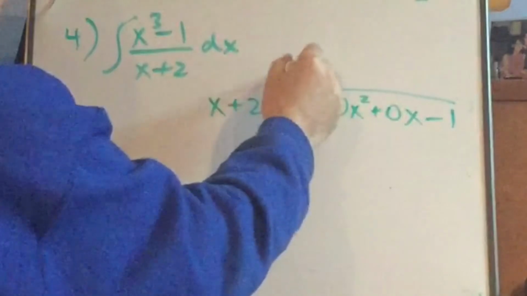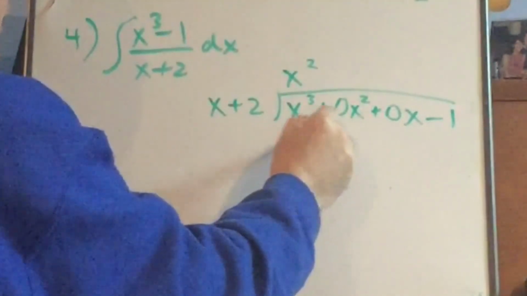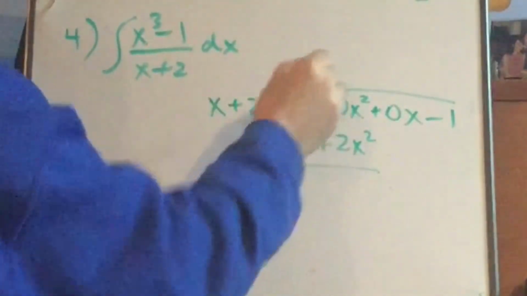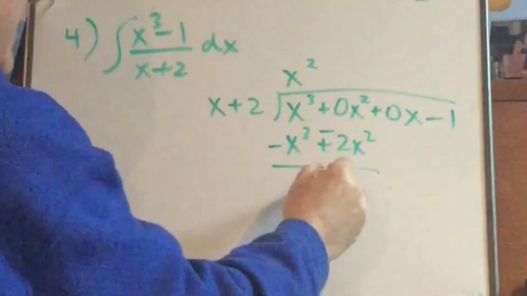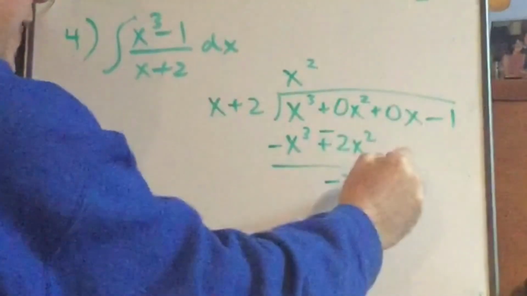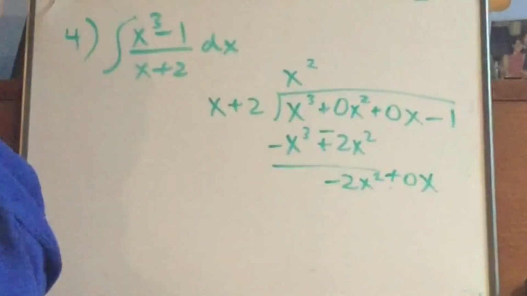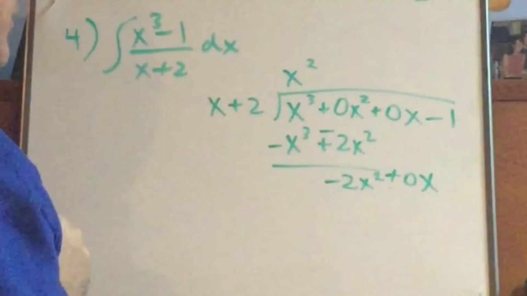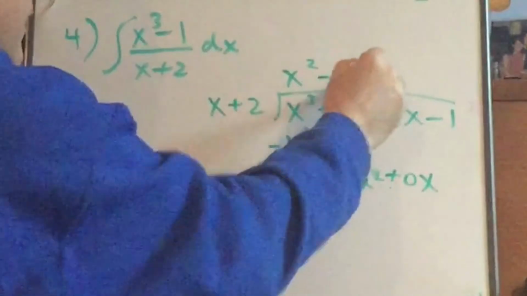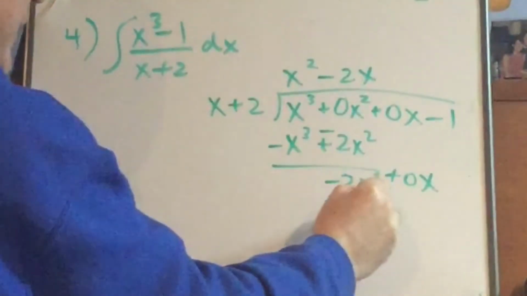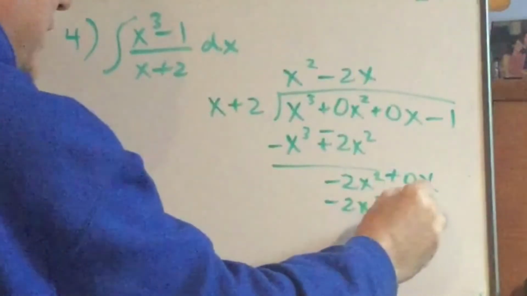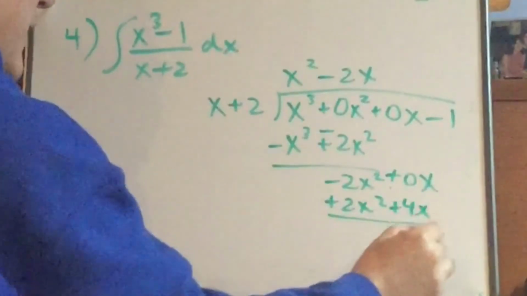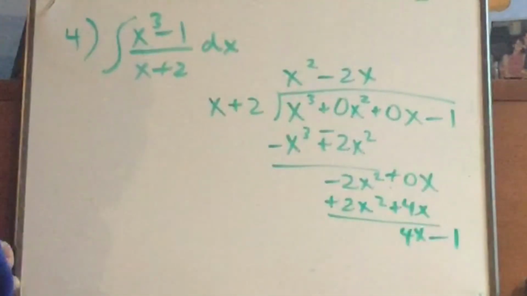X divides into x cubed, x squared times, multiply downward. Subtract the bottom binomial from the top one, so this becomes minus, this becomes minus. I get negative 2x squared. Bring down just my 0x. Because there's a binomial here, I want to have a binomial here as well. X times negative 2x would give me negative 2x squared. Negative 2x times x is negative 2x squared. Negative 2x times positive 2 is negative 4x. But I'm going to subtract, so I'll change the signs to their opposites, and I get 4x. Finally, I bring down my minus 1.